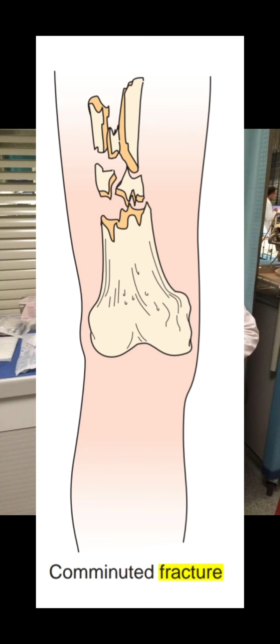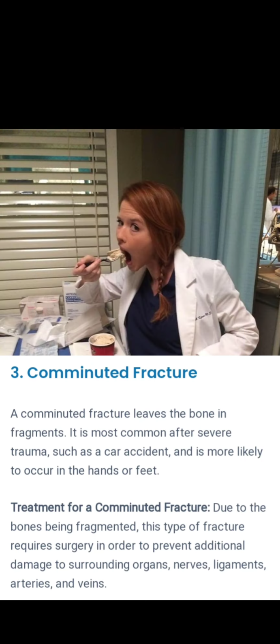Next is a comminuted fracture. The bone is split into several little pieces. This type of fracture is common when a bone has been crushed under a great weight. The surrounding tissue, such as the muscle and skin, may be seriously injured as well. For the treatment of this type, due to the bone being fragmented, this type of fracture requires surgery in order to prevent additional damage to the surrounding organs, like nerves, ligaments, arteries and veins.